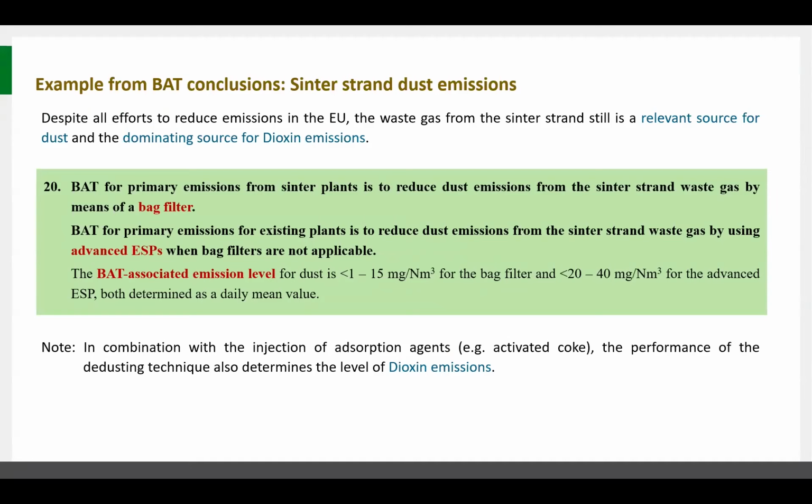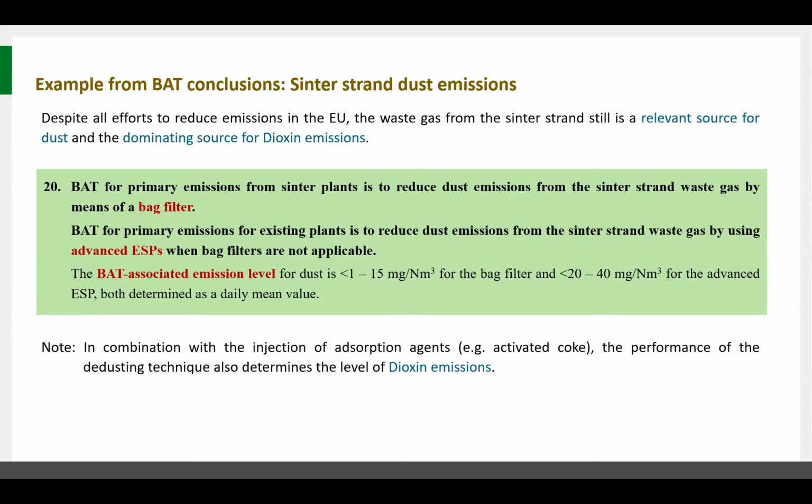So with regard to sinter strand dust emissions, this is still the main source for dust emissions and also the dominating source for dioxin emissions. So that was the crucial discussion within the whole BREF process. So our conclusion was to reduce dust emissions by means of a bag filter with a BAT-associated emission level of less than 1 to 15 milligrams per cubic meter.